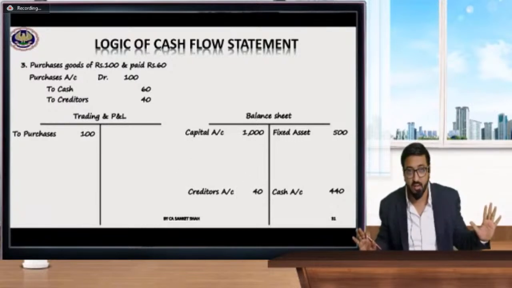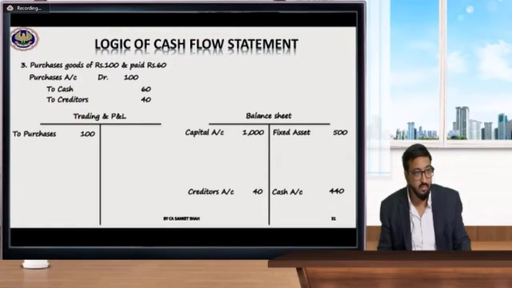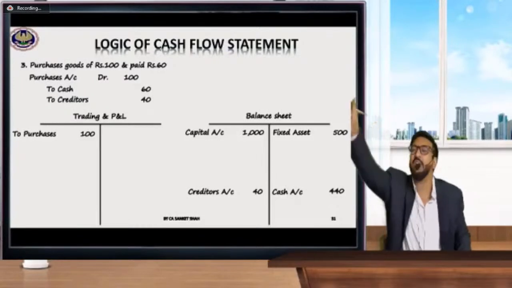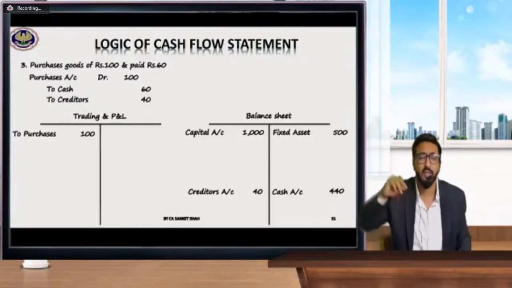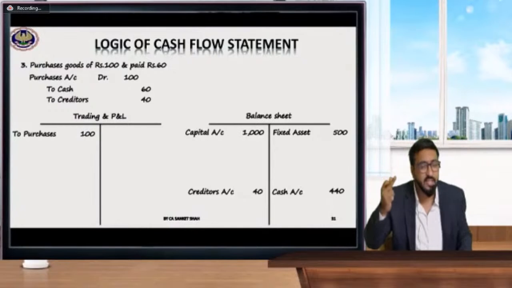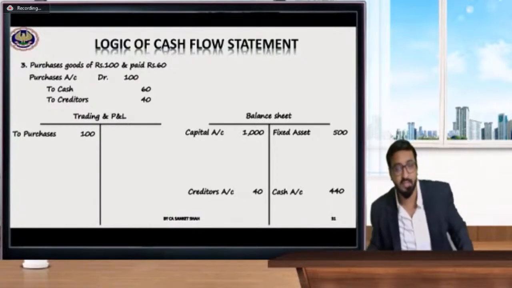Till now clear. Purchases how much? 100. Cash 60 and creditors 40. So first entry, cash to capital. How much cash was there? 1000. 1000 cash, capital side 1000. Then you bought fixed asset. Cash reduces by 500. Fixed asset increases by 500. Now purchases, in trading by accrual concept, 100 debit. Cash is reduced by 60. Creditors increase by 40. Yes, now everything is clear.